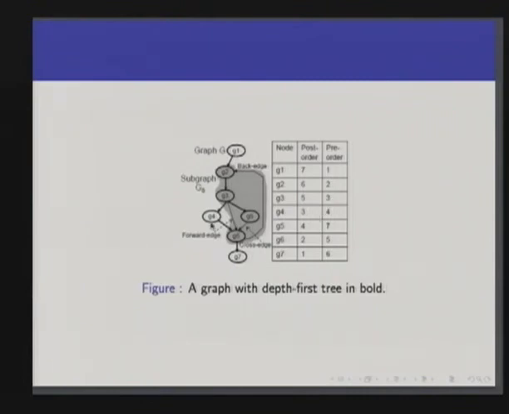Then at G3 we have 3 children, so we go to G4, it is assigned number 4. Then we go to G6, it is assigned number 5. Then we go to G7, it is assigned number 6. And then we traverse back, and G5 is assigned number 7.